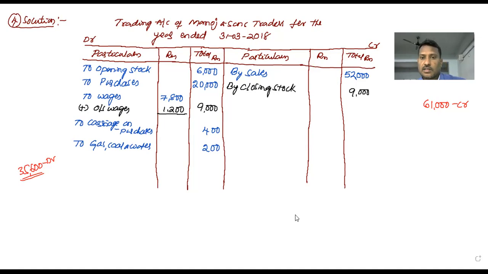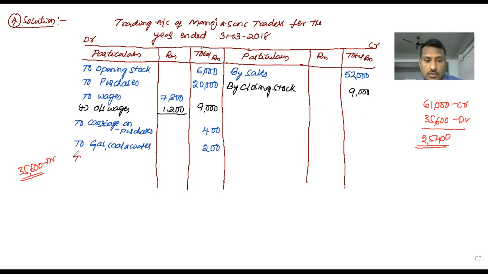Let's see. What is the difference here? The difference amount is 61,000 minus 35,600. The total amount of debit should be subtracted from the total amount of credit, because the credit side total is higher than the debit total. What is the difference? 25,400 is the difference between both sides.